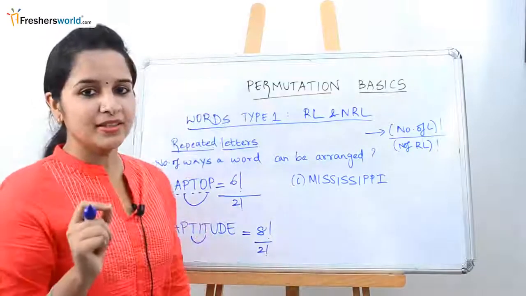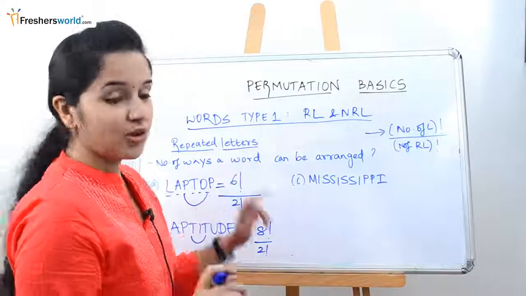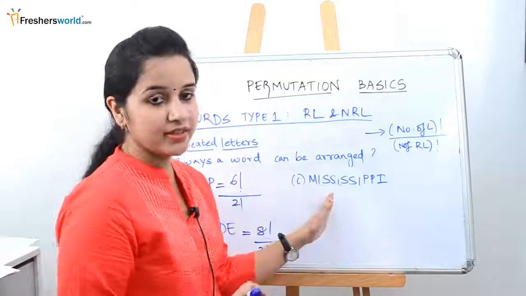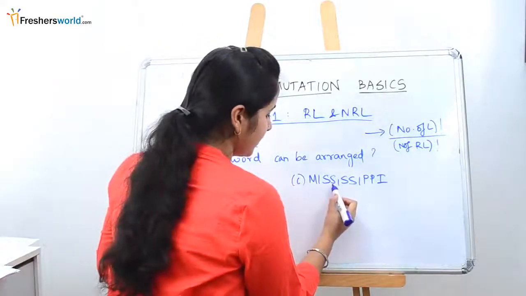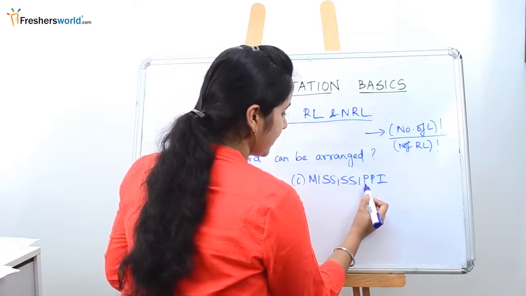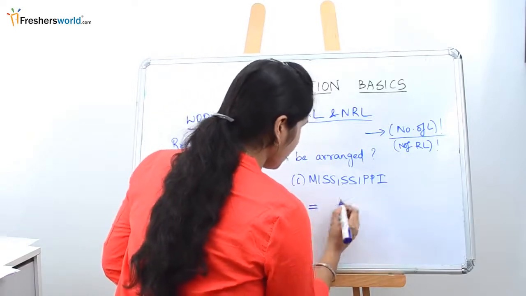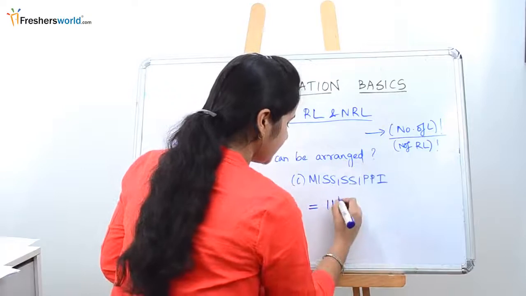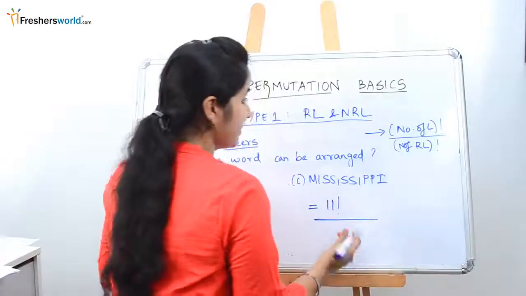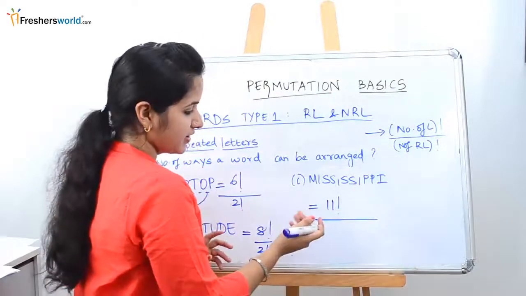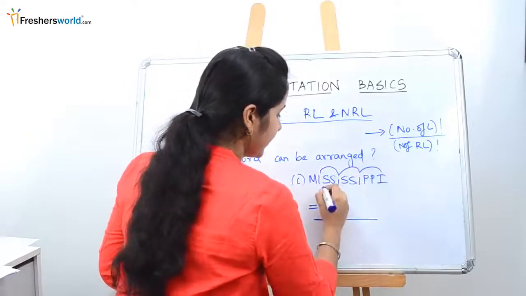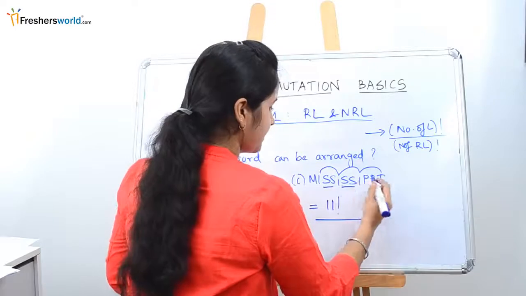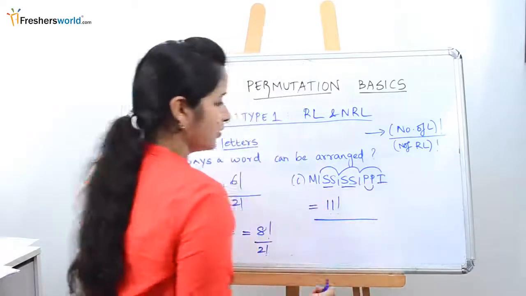Let's take a tougher example so as to understand the concept much better. The word they have given is Mississippi. Let's count the number of letters: 1, 2, 3, 4, 5, 6, 7, 8, 9, 10, 11. As per the formula, we take the number of letters, 11 factorial, divided by the number of repeated letters. What is repeated here? I is repeated 4 times, S is also repeated 4 times, and P is repeated twice.